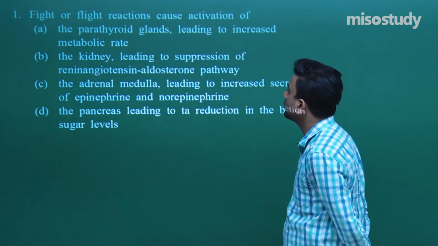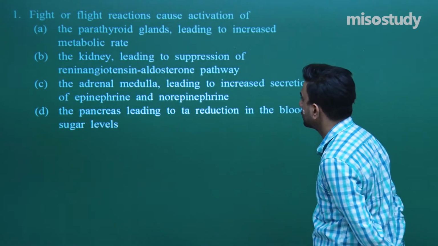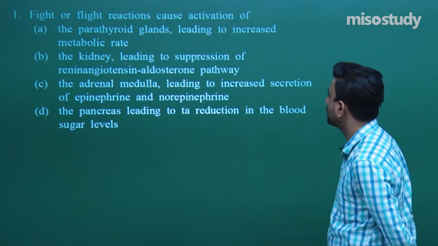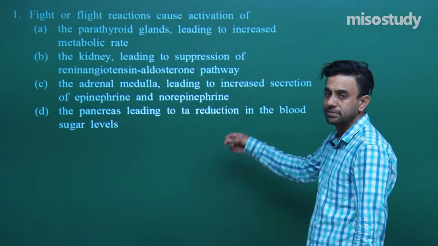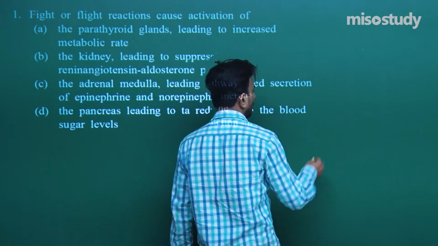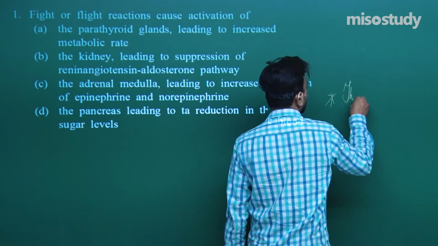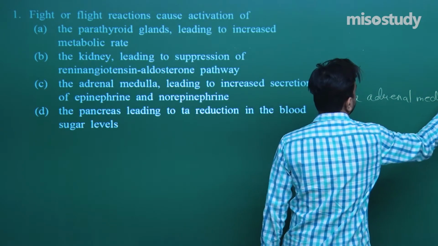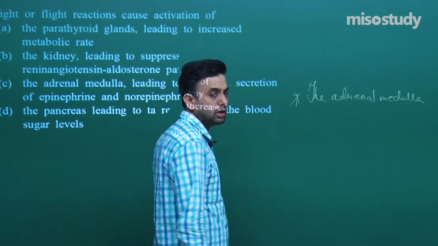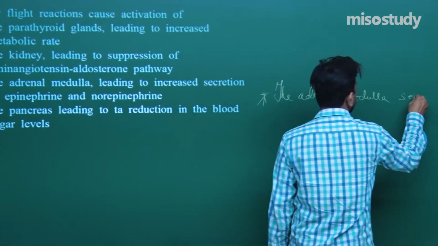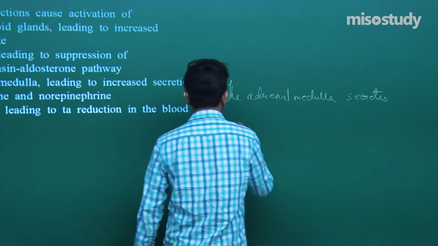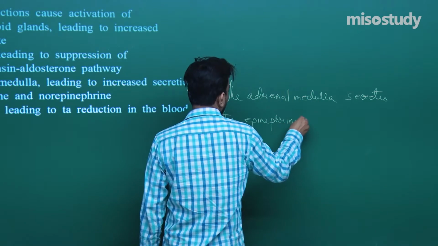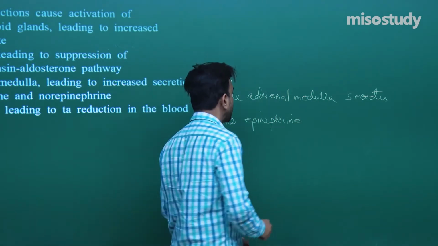The parathyroid gland leading to increased metabolic rate, the kidneys leading to suppression of the renin-angiotensin aldosterone pathway, the adrenal medulla leading to increased secretion of epinephrine and norepinephrine. Absolutely right. So what we can say, the adrenal medulla secretes the epinephrine and norepinephrine.